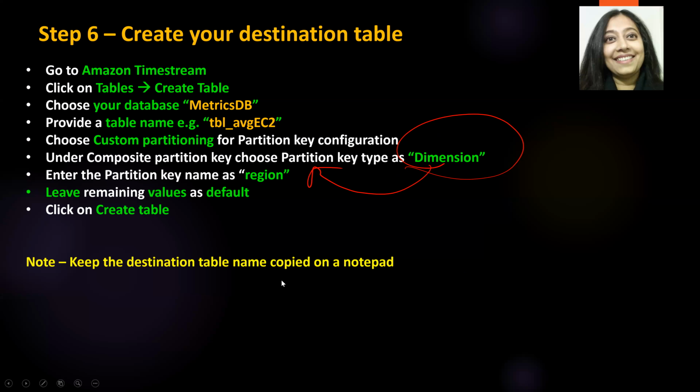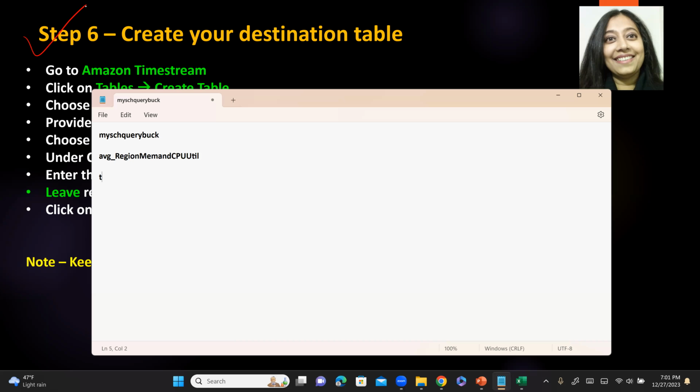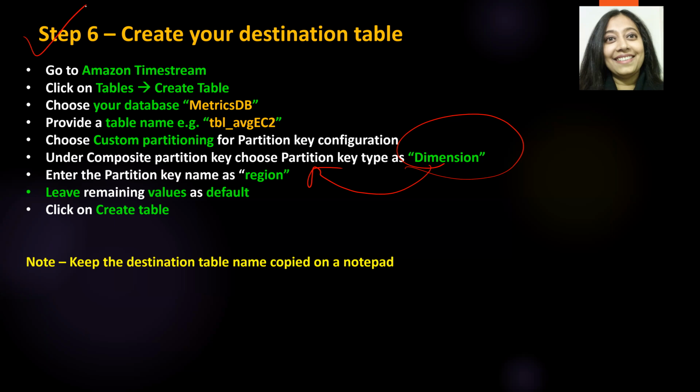So this is step number 6. And let me also copy that here. So AVG EC2. So this is my table name. So we have completed step number 6.